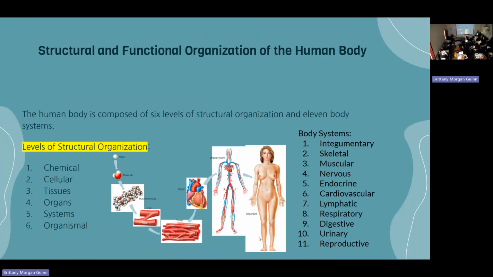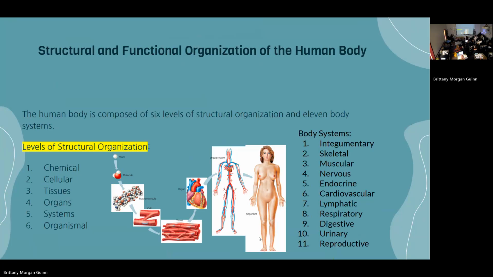So groups of tissue come together to form organs. Organs are complex, they have specialized functions, and groups of organs combine to form systems. And the interacting organ systems combine to form the whole organism. So we're going to cover 11 body systems.